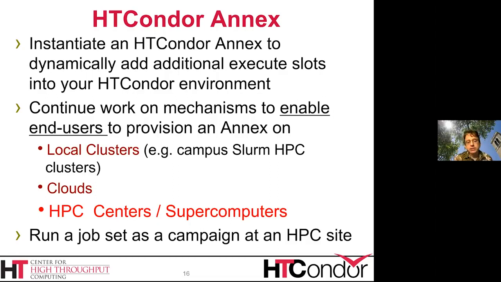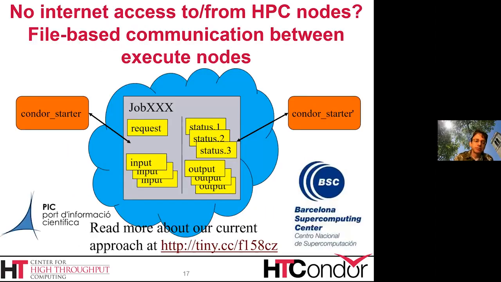So tying back to job sets, we're working on the ability for a user to specify a set of jobs and then run it as a campaign at an HPC site. Now, some of these HPC sites have specific challenges, like it's fairly common for execute nodes at an HPC site to have no outgoing network connectivity. And so we did a bunch of work already to allow us to communicate with the HTCondor services on an execute node at an HPC site via a file system. And this approach has been successfully used by our friends in Europe at the Barcelona Supercomputing Center and PIC. And it's also been used here in the US at Fermi National Labs.